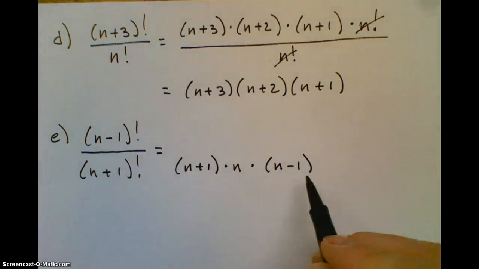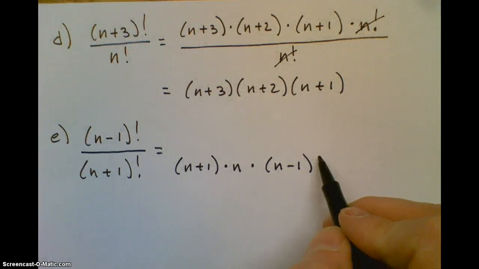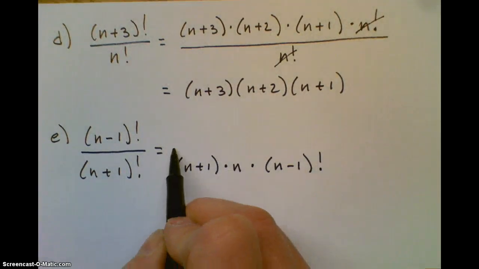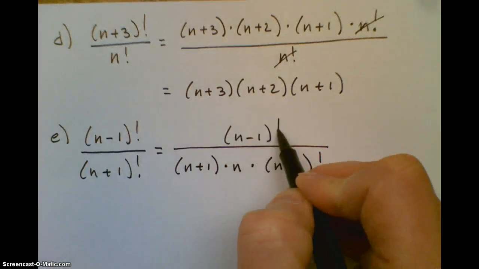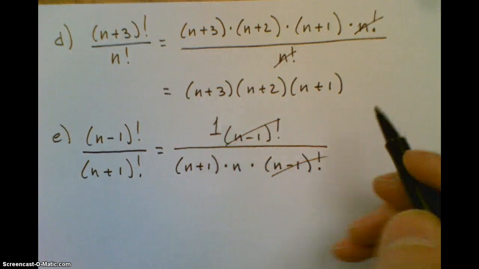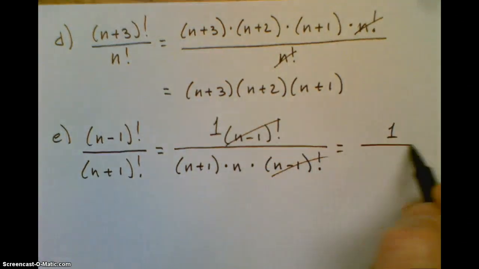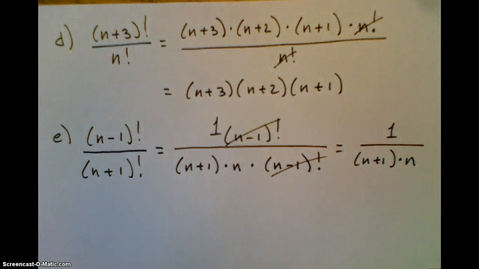Subtract 1 from that, so that's going to be n minus 1. Now I see it's matching up with the top, so this is really n minus 1 times everything down to 3 times 2 times 1, so that's n factorial. And then in the numerator, I have n minus 1 factorial. So these are going to cancel. I'm left with a 1 in the numerator. And I have 1 over n plus 1 times n for your final answer.